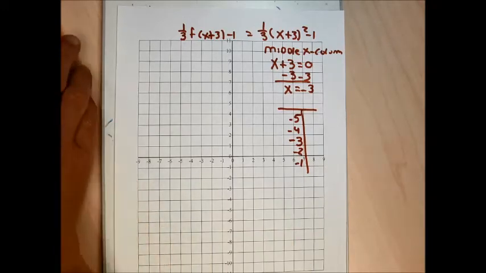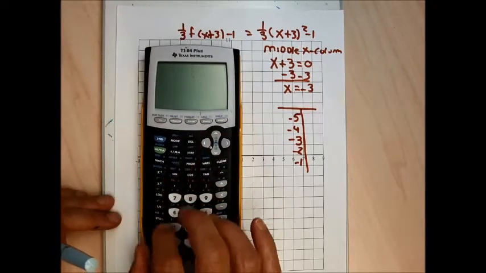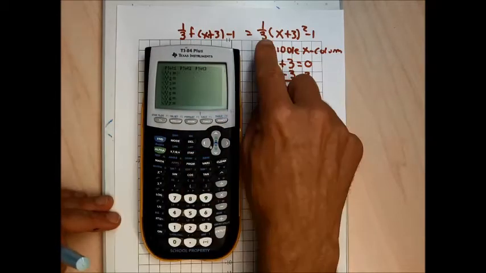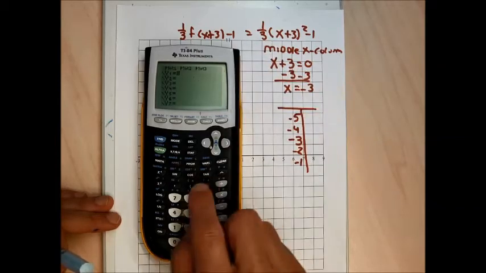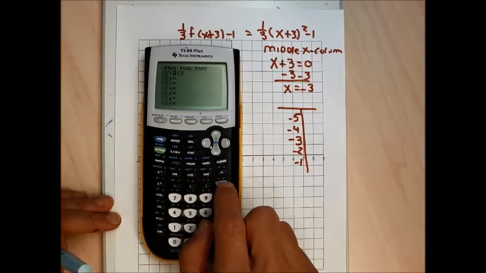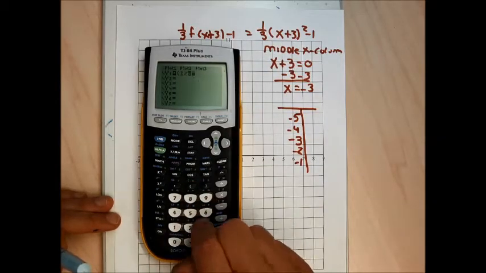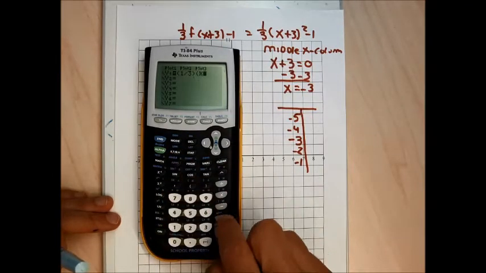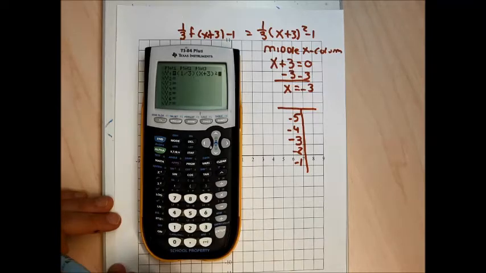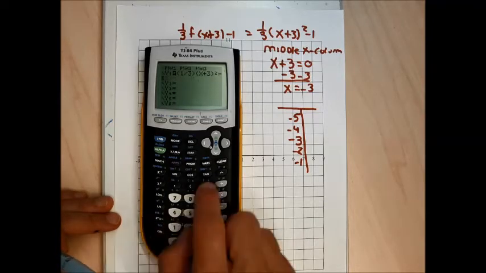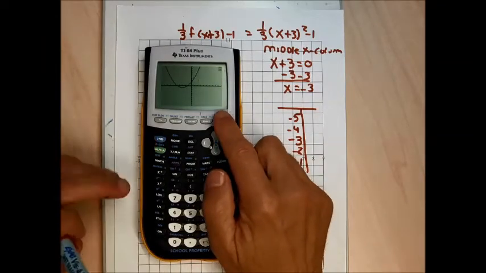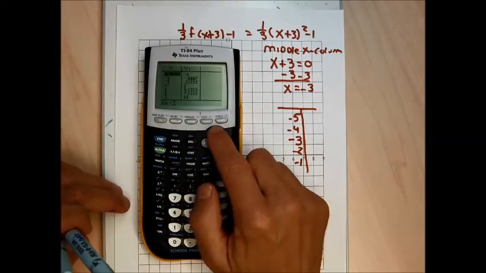On my calculator, I'm going to get the y's. When I hit the y equals and clear out the old function, to enter this function properly, the 1/3 better be in parentheses. So I'm going to go parentheses 1 divided by 3 parentheses. There's the 1/3. Now parentheses x plus 3 parentheses squared minus 1. When I graph it, it's going to be a really wide parabola. And now that I go second table, I'm going to get my y's.